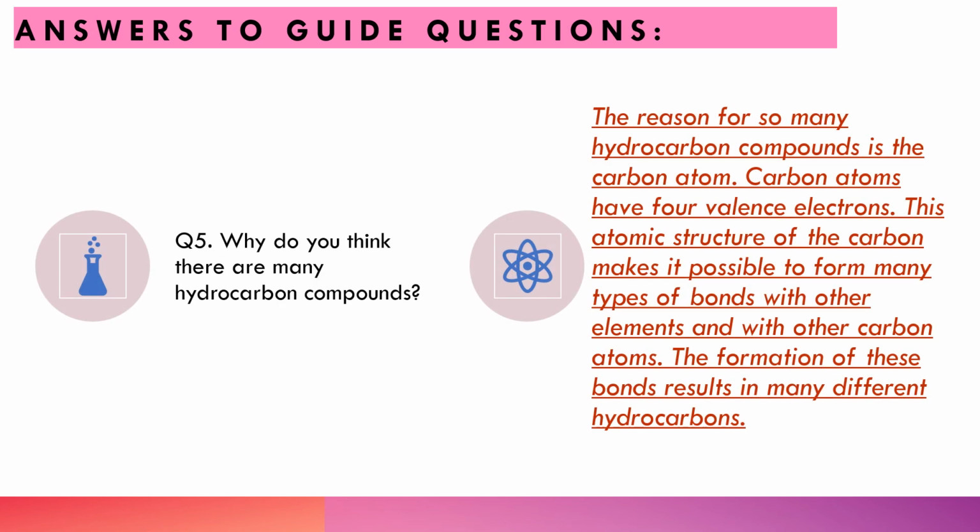Question 5. Why do you think there are many hydrocarbon compounds? The reason for so many hydrocarbon compounds is the carbon atom. Carbon atoms have 4 valence electrons. This atomic structure of the carbon makes it possible to form many types of bonds with other elements and with other carbon atoms. The formation of these bonds results in many different hydrocarbons.